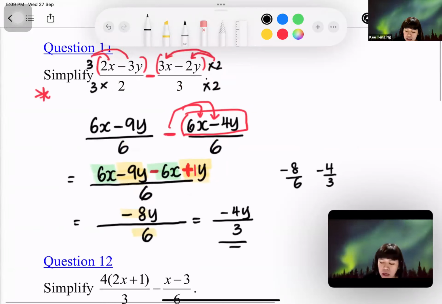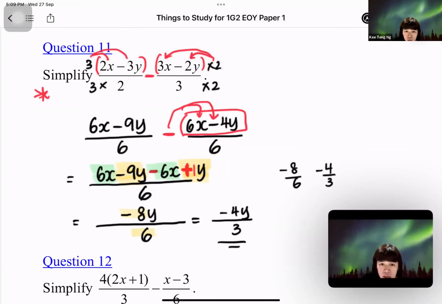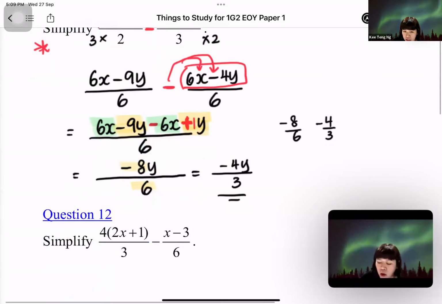Okay, then now in this case, please take note. I'm doing subtraction. When I multiply, the sign over here will change, will become plus y. Then after that, must check for common factors, we simplify.